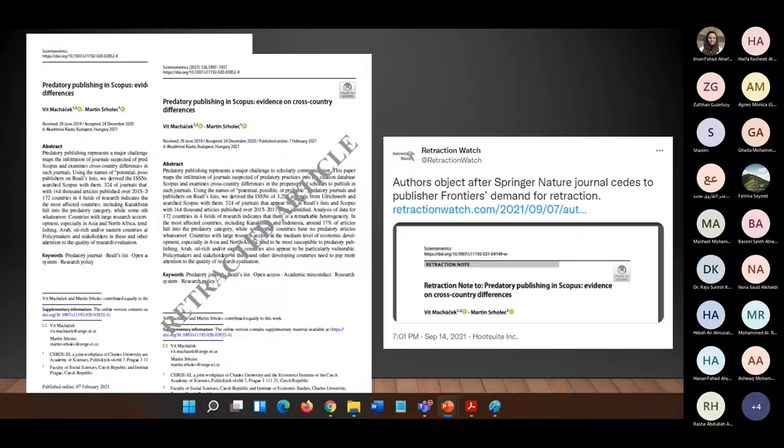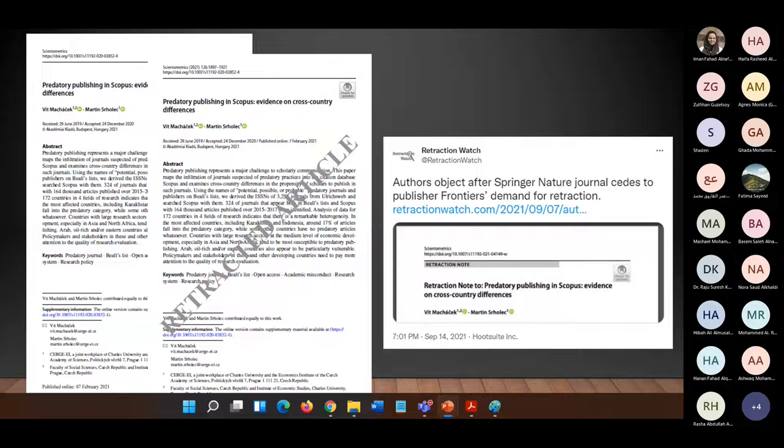Also, they even go and request that authors' papers criticizing them be retracted, as one case happened, you can see, also in September 2021. So it's very recent. They successfully asked Springer Nature to retract a paper, considering them a predatory publisher.